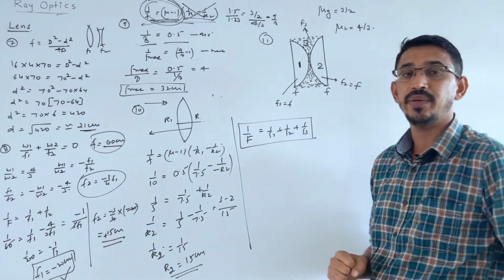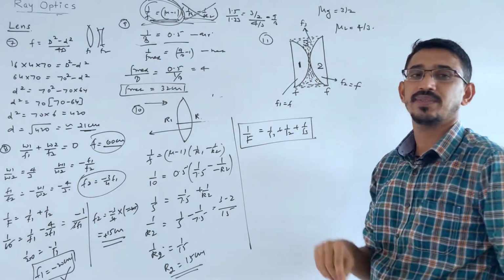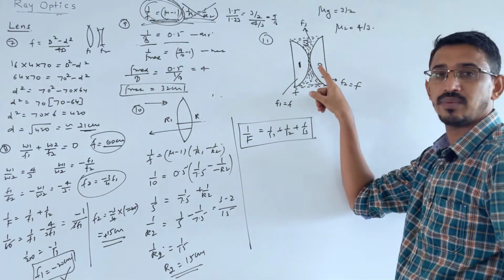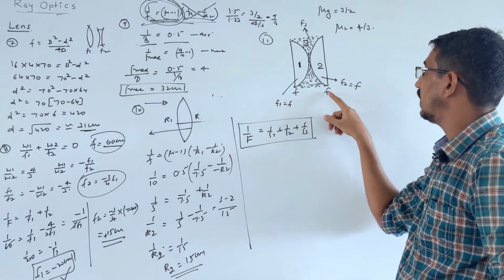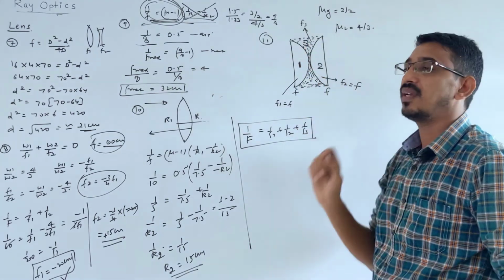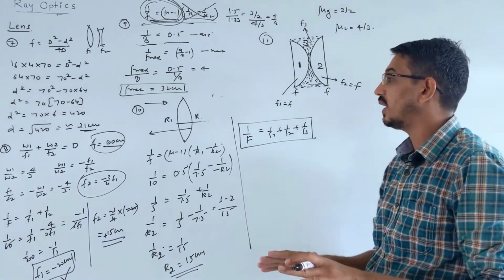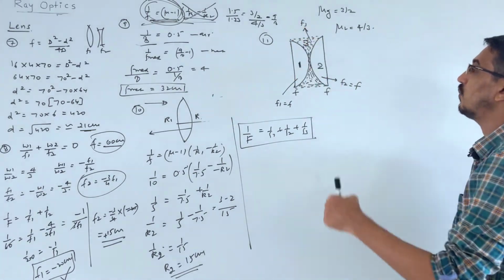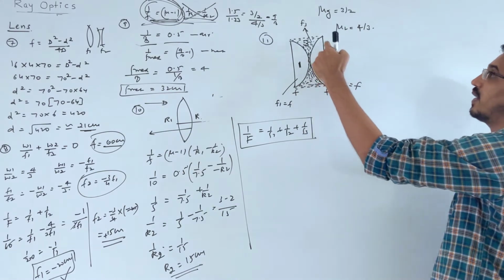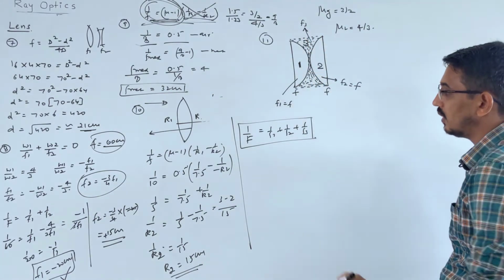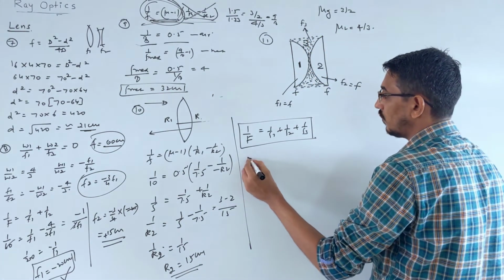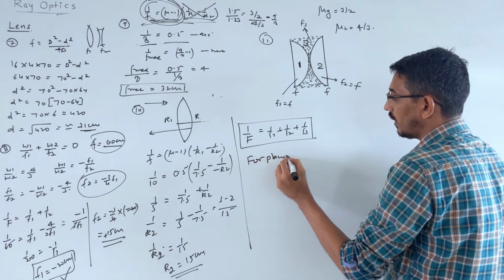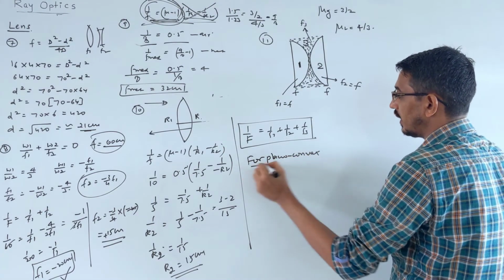So first we need the focal length of this lens. The focal length of this plano-convex lens is already given, f and f. We need the focal length of this liquid lens in terms of our f. So what we do, we write the lens maker formula for these lenses, then we write it for this liquid lens. So, lens maker formula for the plano-convex lens.